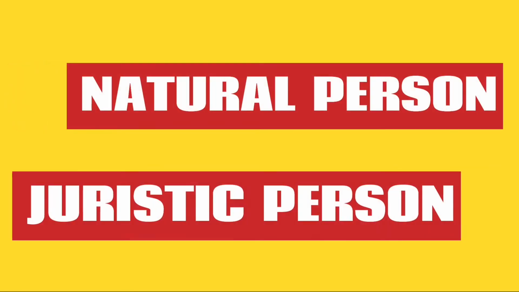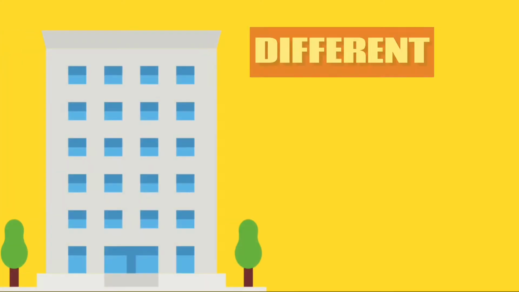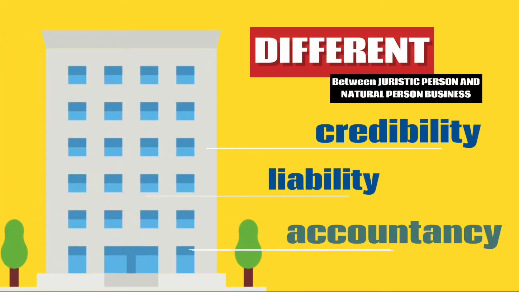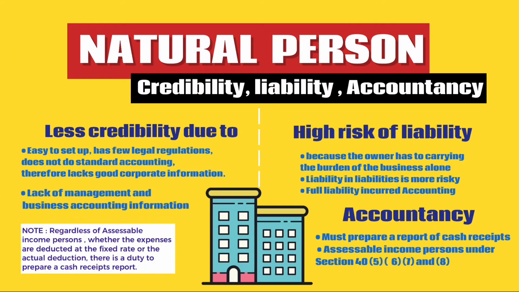Entering the business cycle in Thailand, your first step is to register as either a natural person or a juristic person. These two forms are different in terms of credibility, accountancy, and liability. Registering as a natural person is suited to small businesses. The business style is decided by the business owner, so there is further flexibility as part of this style of business. However, the accounting is not formal, and as a result credibility is lower and liability is high, as the business owner has to bear all the risk of injury.